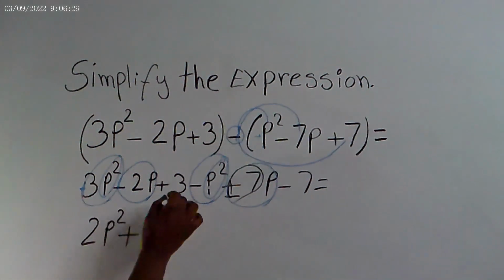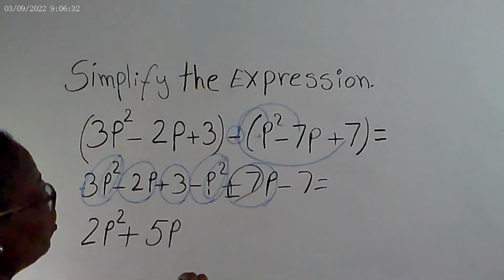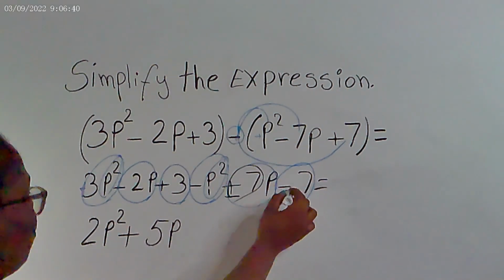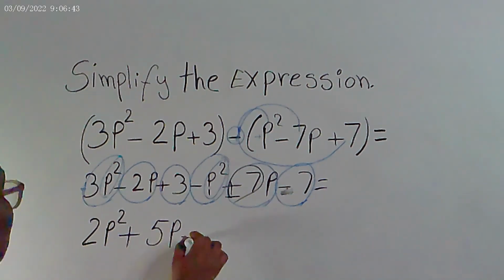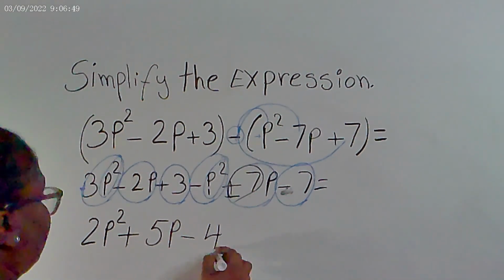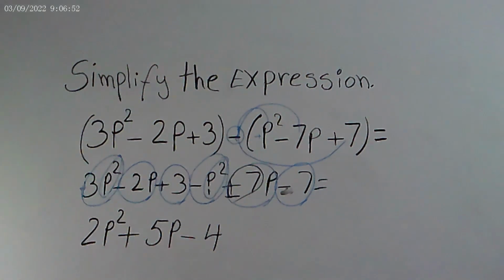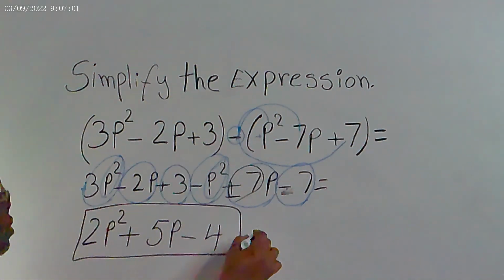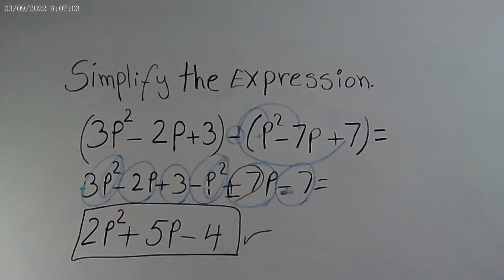And here you have the constants plus 3 and minus 7. The signs are different. You keep the sign of the biggest number, which is the minus 7 here. And then when you do subtraction, 7 minus 3 is 4. Okay? So that is the final answer, which is easy. Okay? Easy. 2p squared plus 5p minus 4.